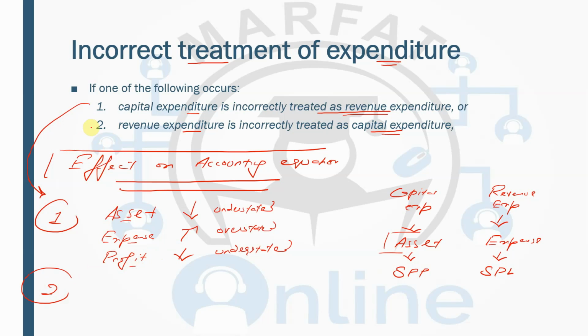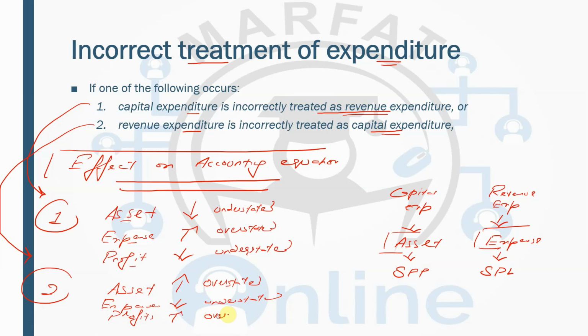Now the second case. What if you have recorded revenue expenditure as a capital expenditure? The first impact would be on assets. You have overstated the asset because it should be recorded as an expense rather than an asset. Expenses are understated because it would have been recorded as an expense, and profits are overstated by not recording the expense.